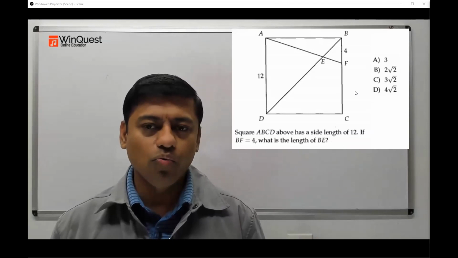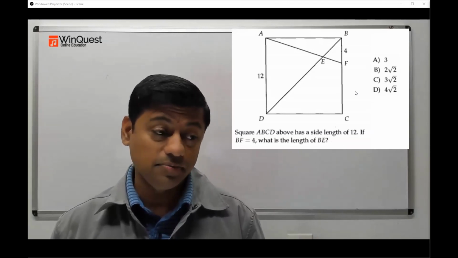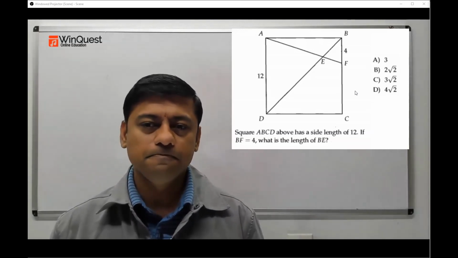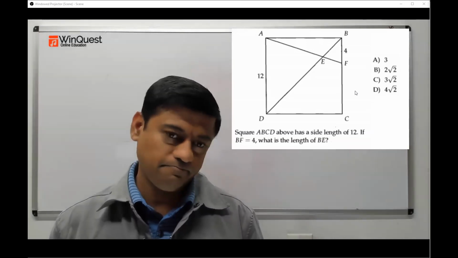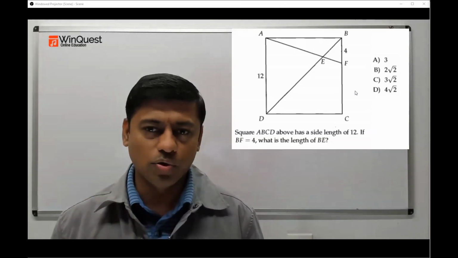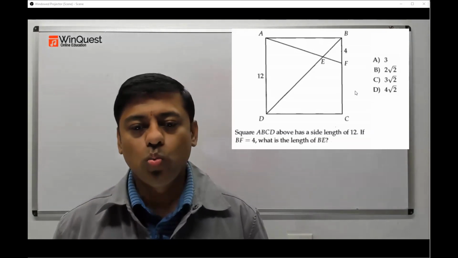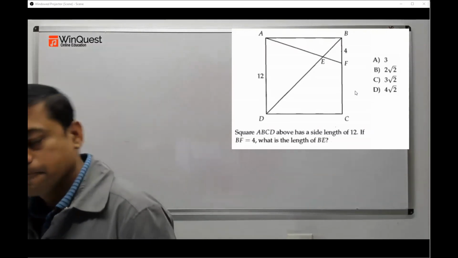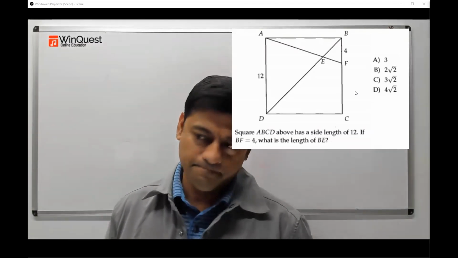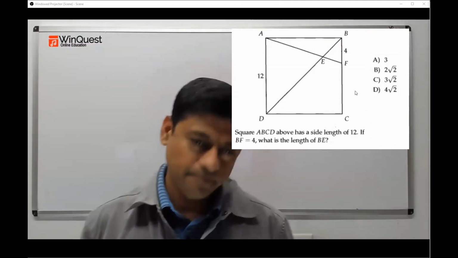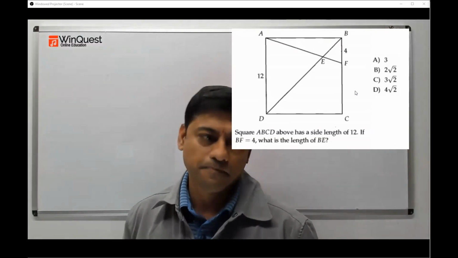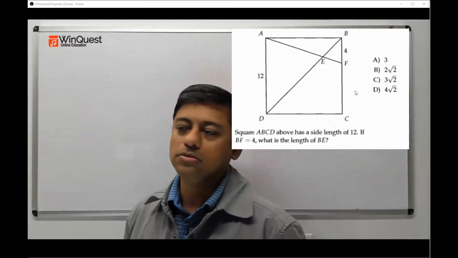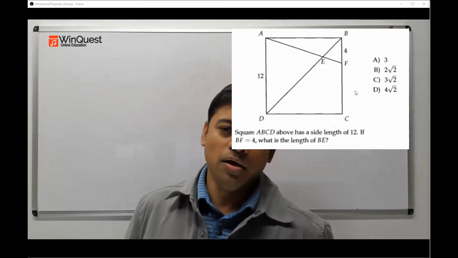Now you can think about what that could be. I think if we find AF, that would help, and we can do that using the Pythagoras theorem. Okay. How will we find AF? AB is 12 and BF is 4. So the hypotenuse is AF, which makes it root 160. Okay, 144 plus 16, root 160. Okay, got it.